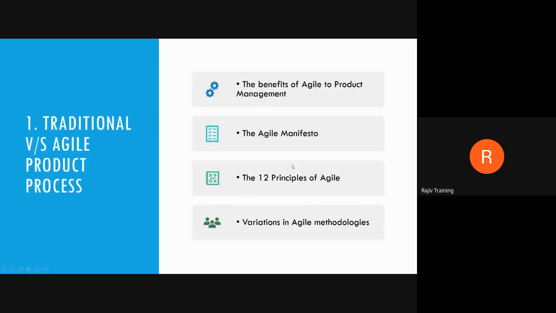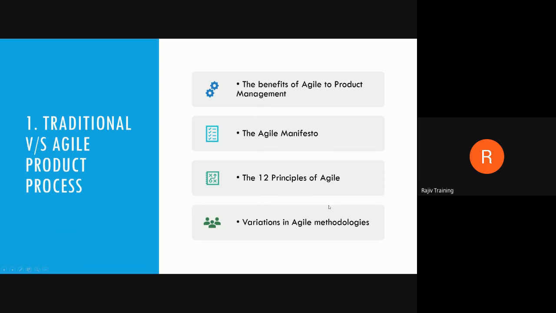Now, coming to the first module. In the first module, as I told, we'll learn about the traditional versus agile product process. Here, we'll learn about the benefits of agile to product management, and then we'll go through the agile manifesto. The agile manifesto is like the Bible for agile, where we have 4 values and 12 principles defined. We'll understand those things one by one, so that it will be easier to understand the rest of the things, and then we'll see various variations that are there in agile methodology.